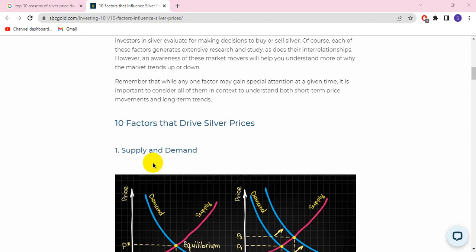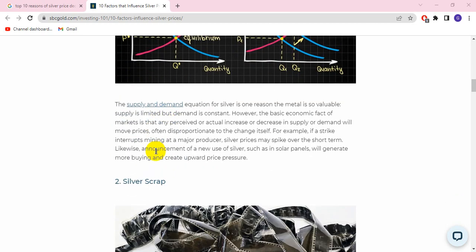So the first one is supply and demand. The supply and demand equation for silver is one reason the metal is so valuable. Supply is limited, but demand is constant. However, the basic economic fact of markets is that any perceived or actual increase or decrease in supply or demand will move prices, often disproportionately to the change itself.